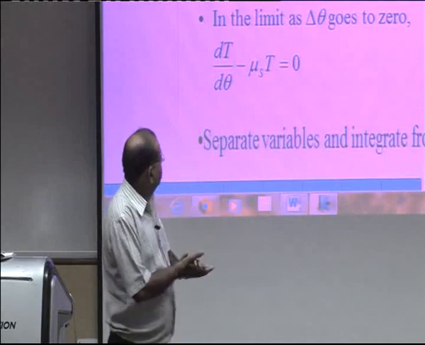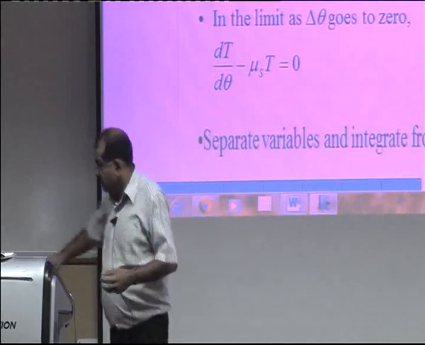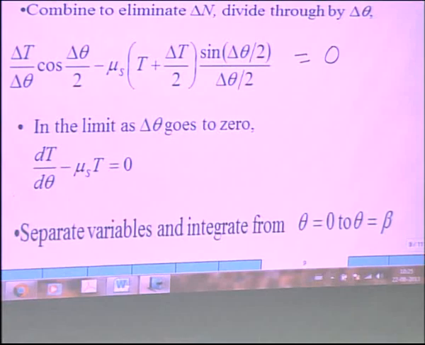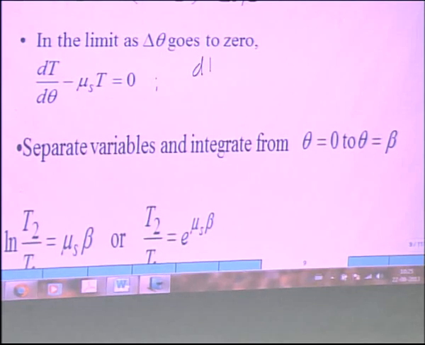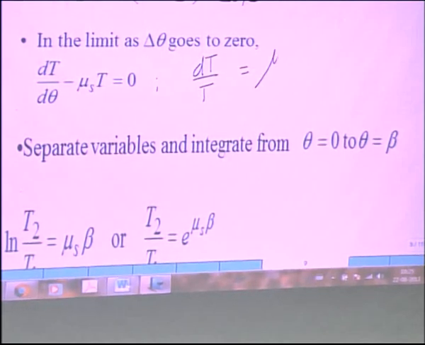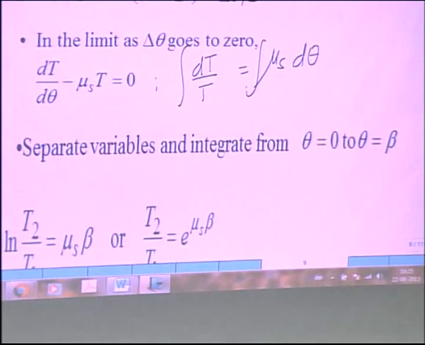Now, we separate the variables and integrate, which is standard. So dT by T is equal to mu s d theta. From here, we integrate, T goes from T1 to T2, theta goes from 0 to beta.